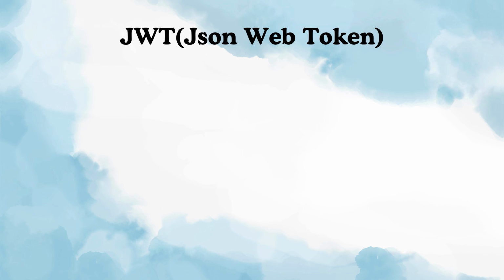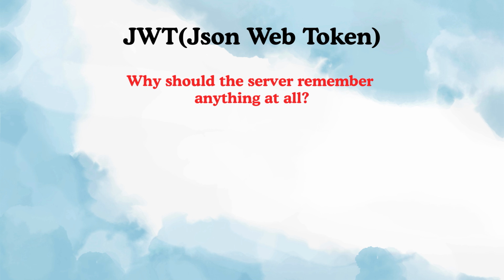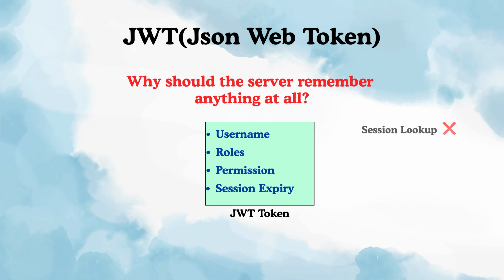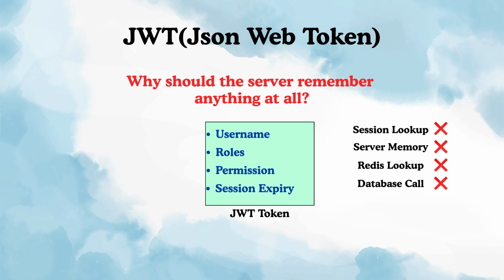JWT says, why should the server remember anything at all? Okay, instead, let's just create a token and let that token contain everything inside it. Basically, inside a JWT, we can put username, roles, permissions, expiry time, everything. So now the token itself becomes the source of truth. There is no session lookup, no server memory, no Redis lookup, or no database lookup.